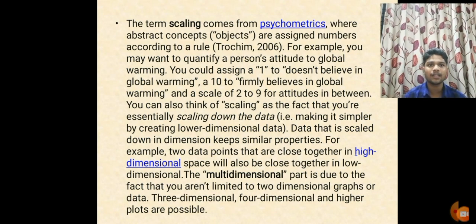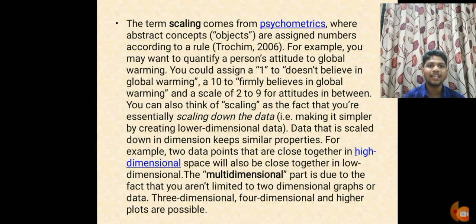The term scaling comes from psychometrics, where abstract concepts are assigned numbers according to a rule. For example, you may want to quantify a person's attitude to global warming. You could assign a 1 to doesn't believe in global warming, or 10 to those who firmly believe in global warming, and a scale of 2 to 9 for attitudes in between.